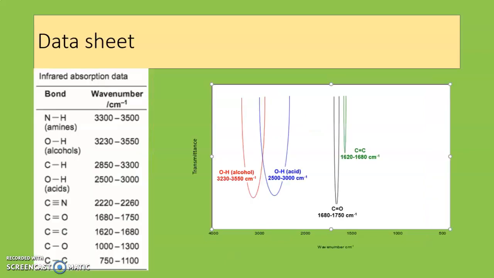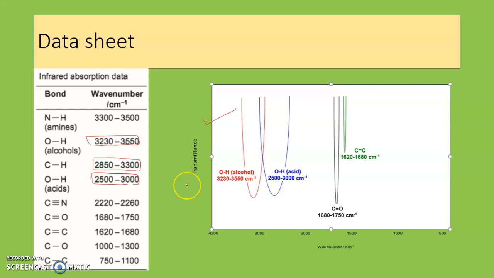So overall in your exam, a data sheet is given. Rather than being given this diagram, you would have to utilize the data sheet and say, okay, the CH bond will fall within this area, OH in an acid, OH in an alcohol. They both have different wave numbers. So you would have to decode the infrared spectrum by using the infrared absorption data that's usually provided in the data sheet along with your question paper.